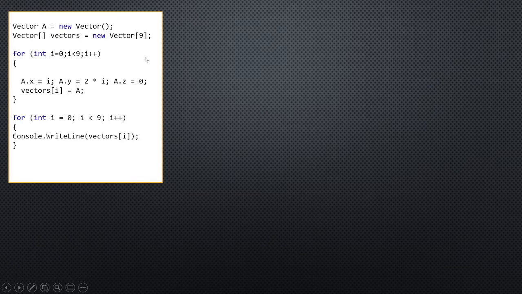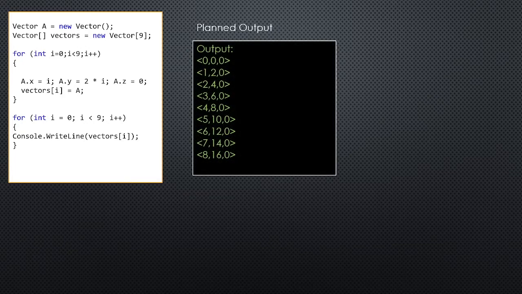and through that demonstrate some of the differences between the way that beginning programmers expect objects in C# to behave and the way that they really do. So let's walk through this code and talk about what we expect. The output we plan to get is an array filled with each line filling a space in the array, and then the end result of writing out those 9 vectors. And you can see that the line a.x equals i, a.y equals 2 times i, and a.z is equal to 0 is what is building this pattern of 0, 0, 0, 1, 2, 0, 2, 4, 0.